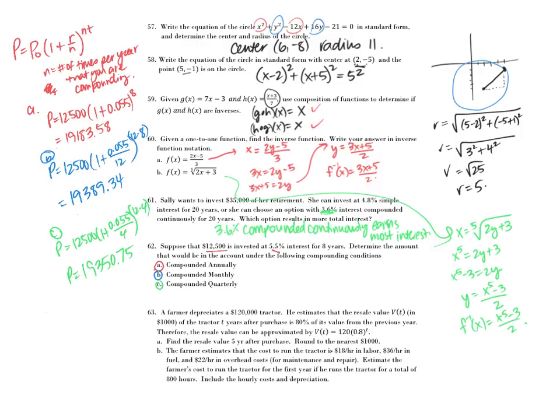Okay. And then a farmer depreciates a $120,000 tractor. So in other words, he has a $120,000 tractor and its value is depreciating, right? He estimates that the resale value in $1,000 of the tractor t years after the purchase is 80% of its value from the previous year. So the resale value can be approximated by that. Find the resale value 5 years after the purchase. So V of 5, just plug it in.